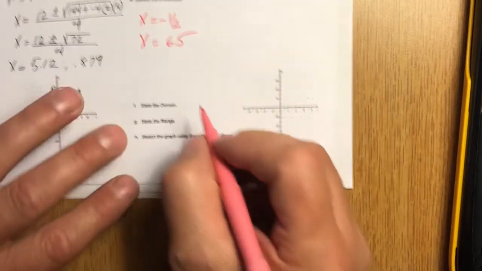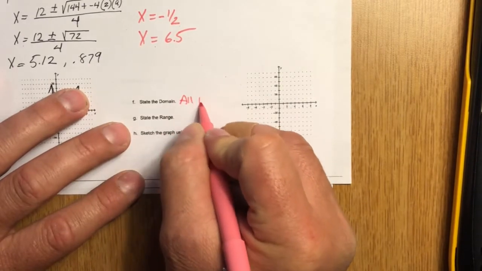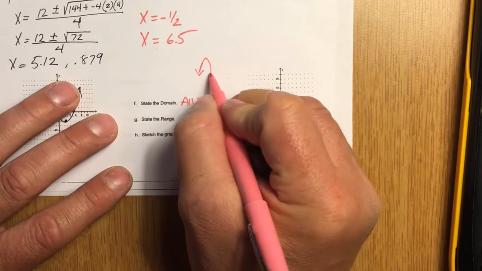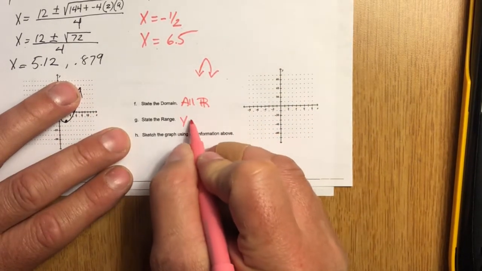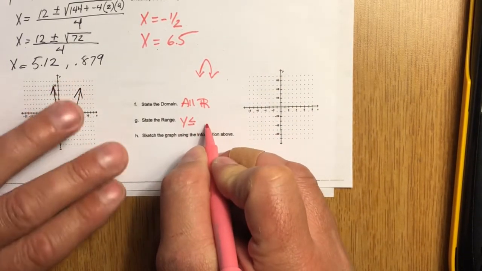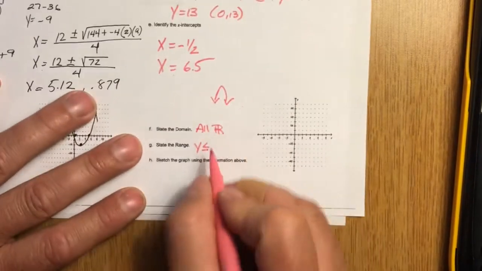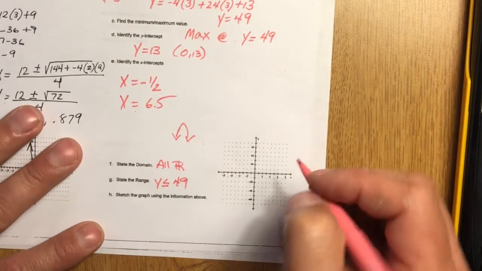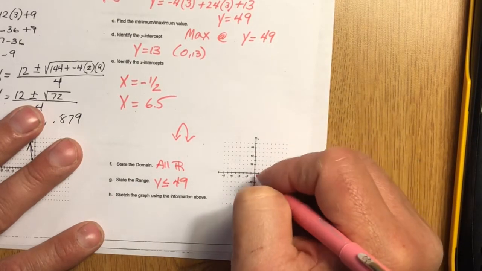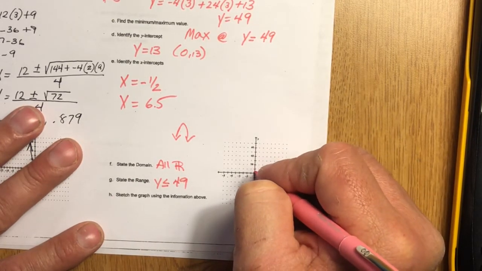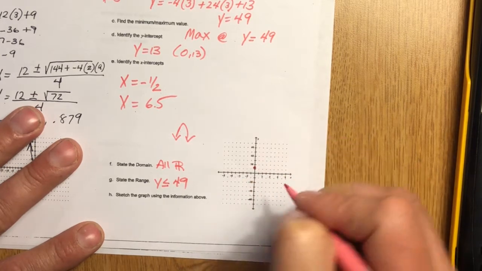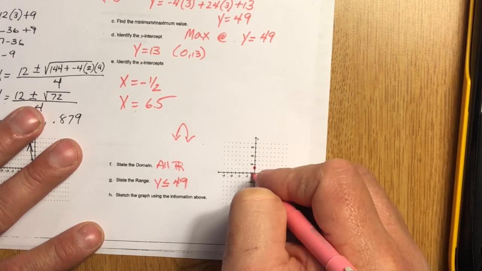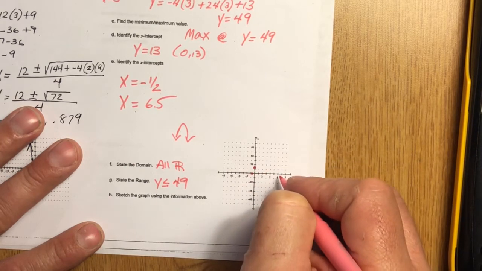All right, what's the domain? All real numbers, and this graph again opens in a downward direction, so y is going to be less than or equal to 49. We use all this information to graph this. The y-intercept is (0, 13). Negative 1/2, and then 6.5.